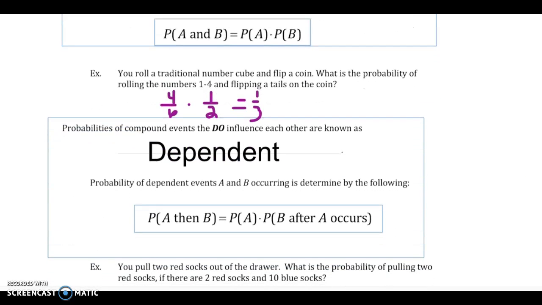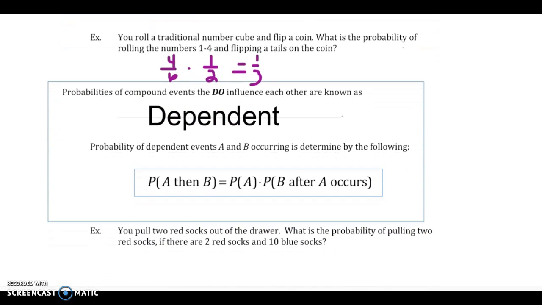Now with dependent, it's going to be a little different, and I always like the socks, pulling the socks out of the drawer as a probability. So let's say you're looking for 2 red socks in your drawer, and you know you've got 2 red socks in the drawer and 10 blue socks. So you have a total of 12 socks. The first time you reach in there, it's completely dark, so you have no idea, you've got a 2 in 12 possibility of getting that red sock, right? So that first event really doesn't have any problems with it.